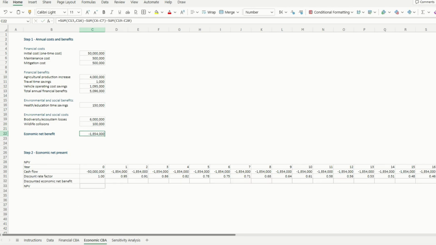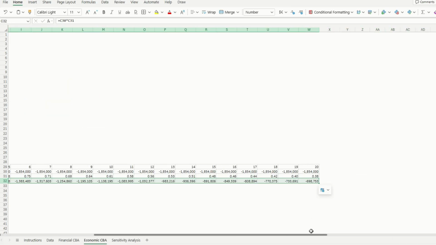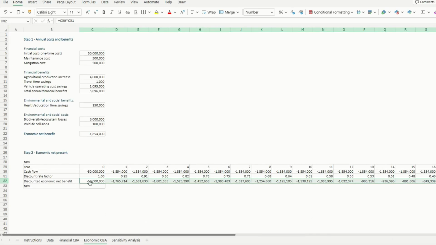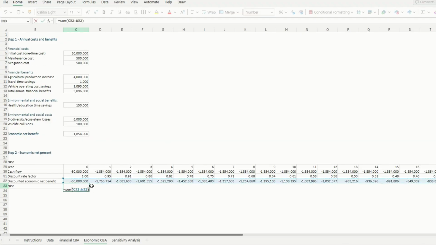We then discount these cash flows, these economic net benefits, as before. So let's do it here. Let's multiply the cash flow by the discount rate factor. We're going to do the same for each year. And then we are going to add up to obtain the economic net present value.